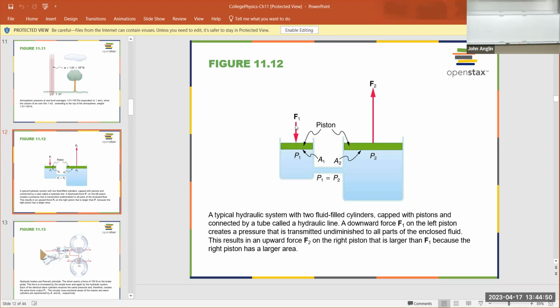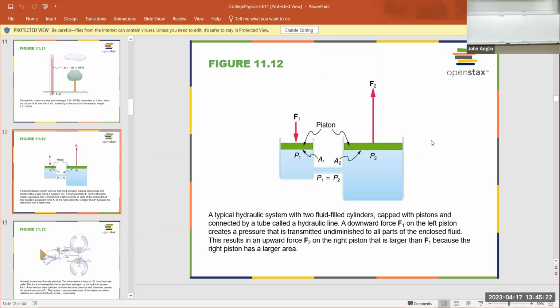So if our force is given and our area is given, then we know our force per unit area, or pressure, here has got to be equal to the pressure on the right side. But since the pressure on the right side is also force per unit area, and we know this thing has a new, different area, then what we can do is find the resultant force.